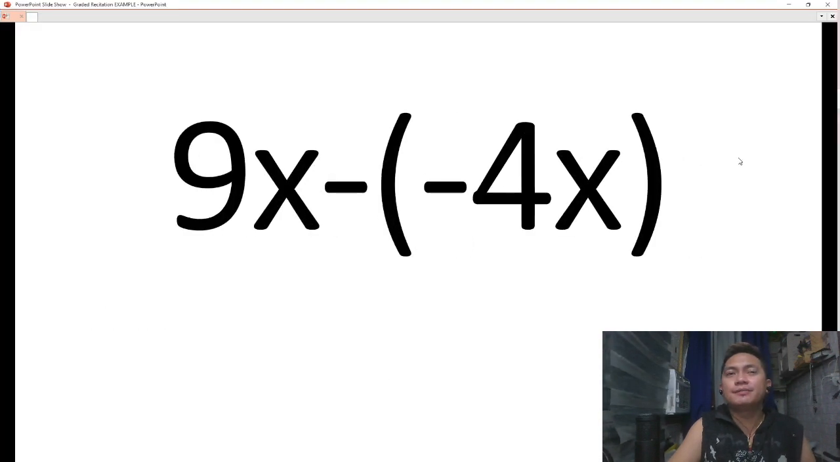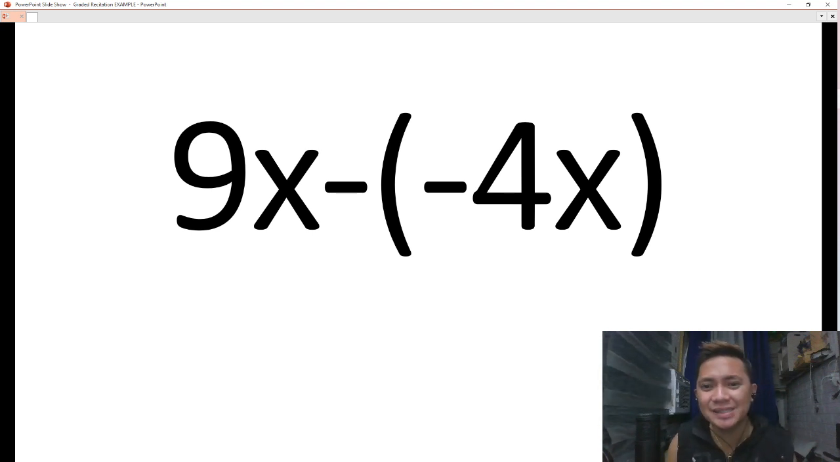How about 9x minus negative 4x? So as you can see, they are both negative, nagtabi ang dalawang negative, so it will become positive. Therefore, 9x plus 4x, 10 seconds, what's your answer?